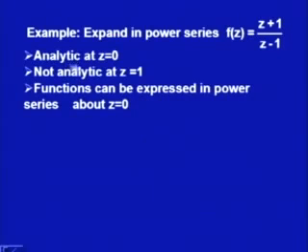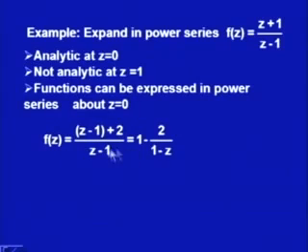One may notice that this is analytic at z is equal to 0, it is not analytic at z is equal to 1, and the function can be expressed in a power series about z is equal to 0, because the function is analytic at z is equal to 0. This will be the Taylor series representation of this function.